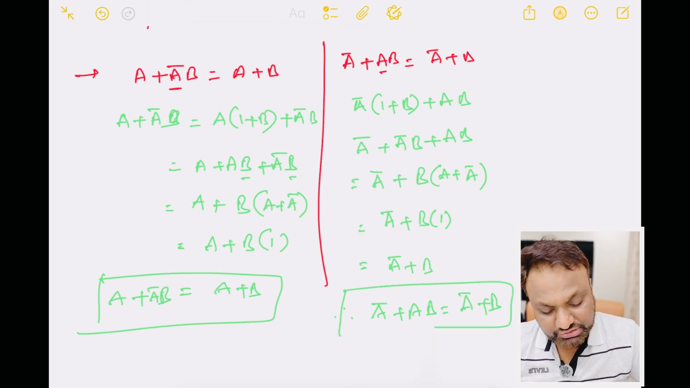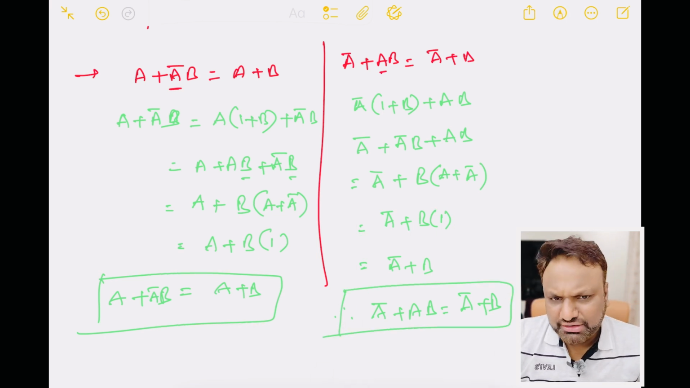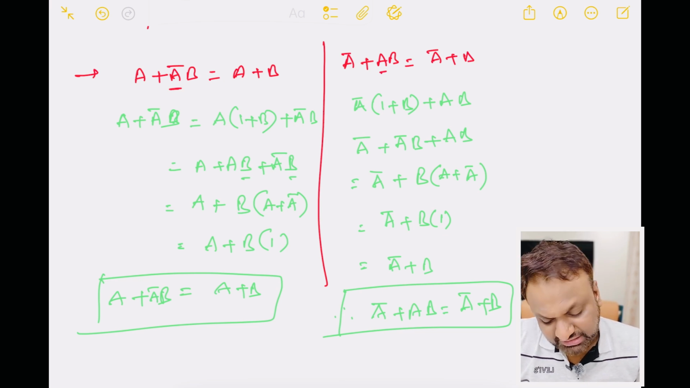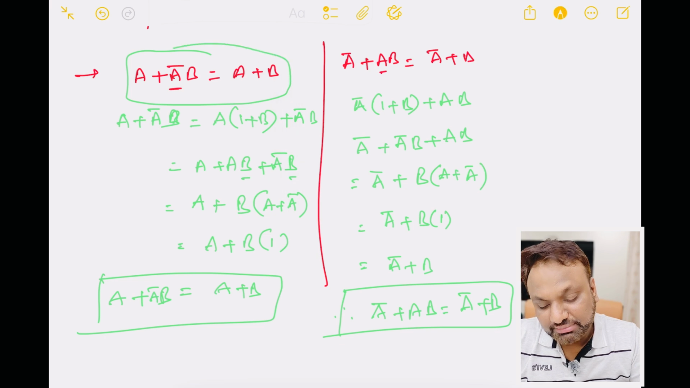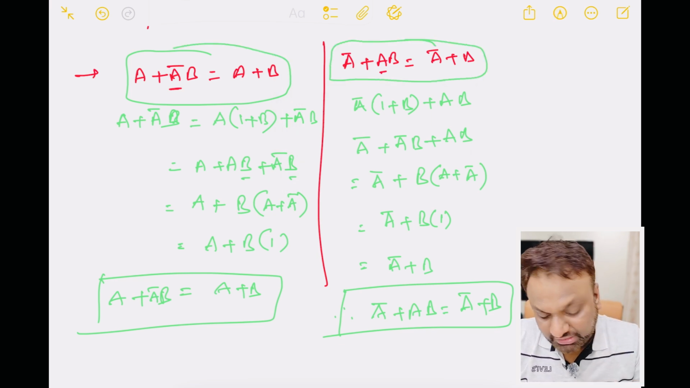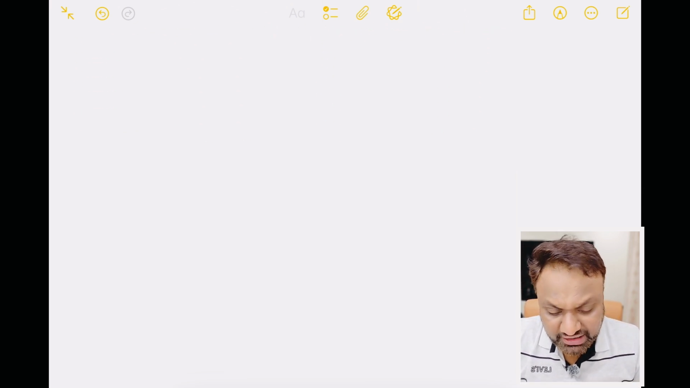Most of the time this proof might be asked in the examination, might be for 2 marks or 3 marks. This can be asked: the proof of A plus A bar B is equal to A plus B, and A bar plus AB is equal to A bar plus B. Please remember all those things.